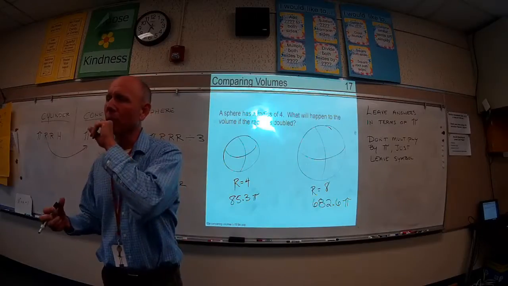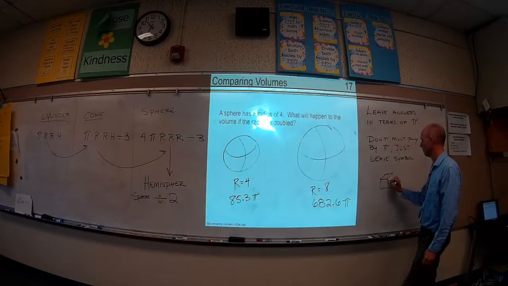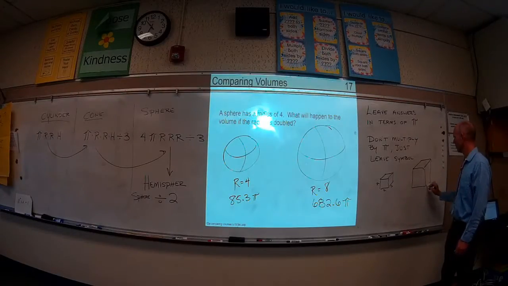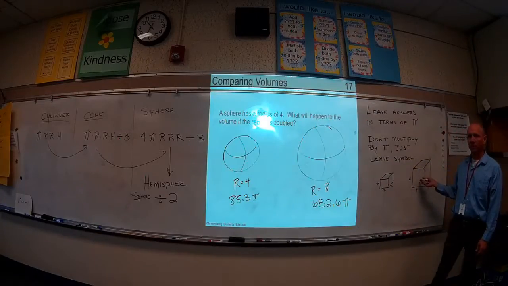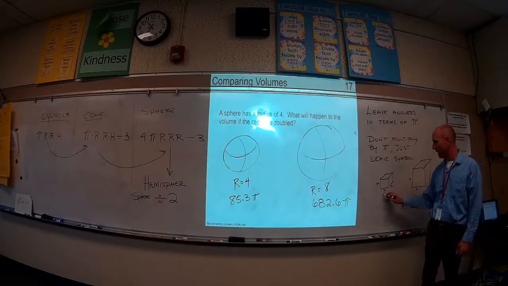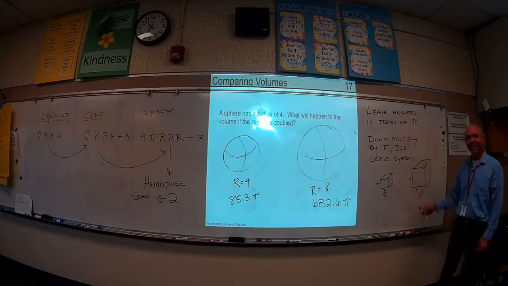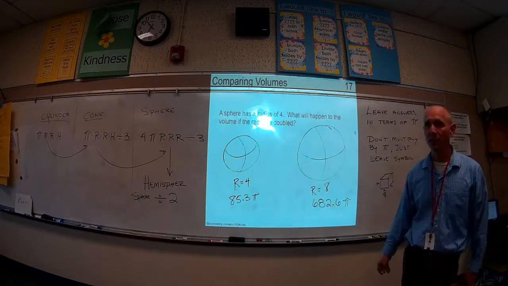I want to show you another thing. You don't have to write this down. This is a 2 by 2 by 2 cube. This is a 4 by 4 by 4 cube. Based off of what you know right here, is this twice as big? No, it's 8 times as big. 2 times 2 times 2 is 8. 4 times 4 times 4 is 64. It's 8 times bigger. On a volume, when I double all the dimensions, it gets 8 times bigger.